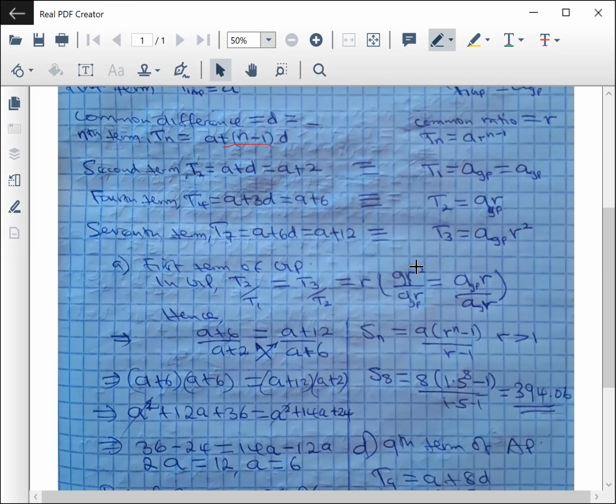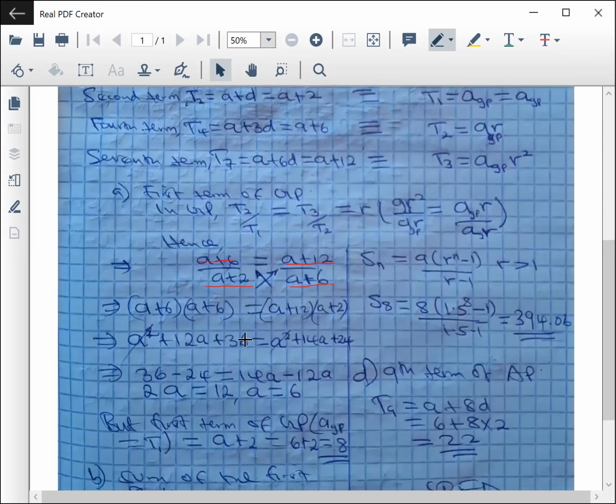So to illustrate here, my second term in GP is the same as my fourth term in AP. So a plus 6, which is my second term, divided by a plus 2, my first term, is equivalent to my third term divided by my second term. The ratio of two consecutive terms is constant, which is the common ratio r.